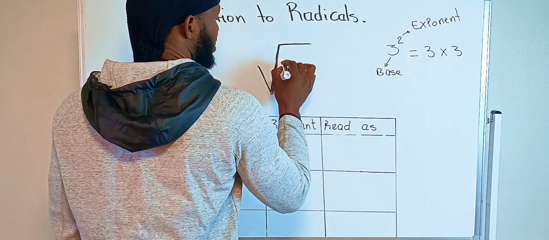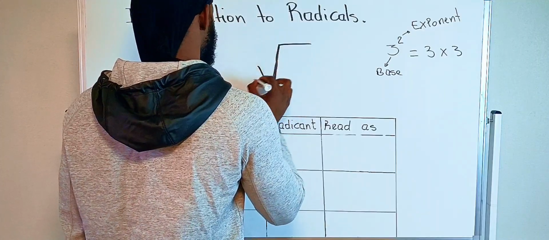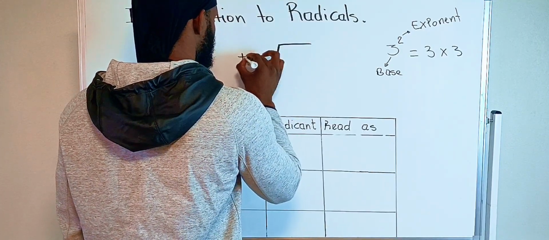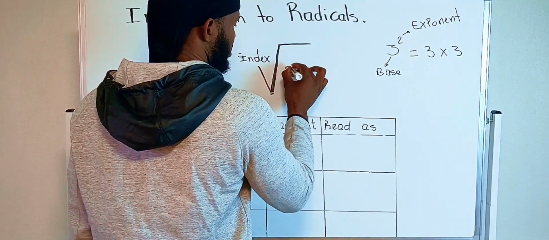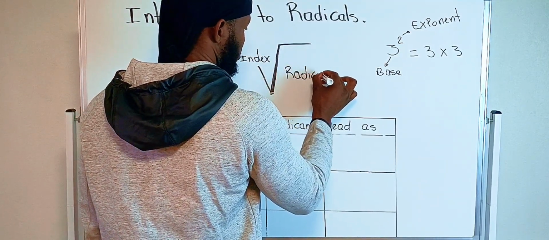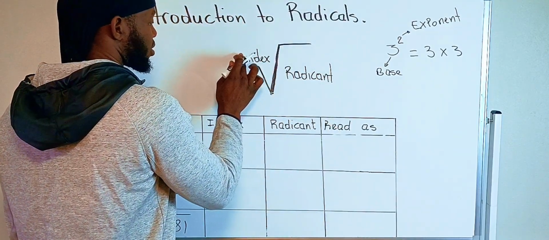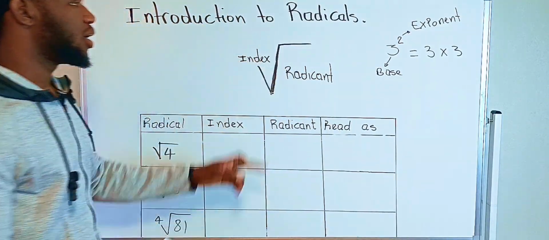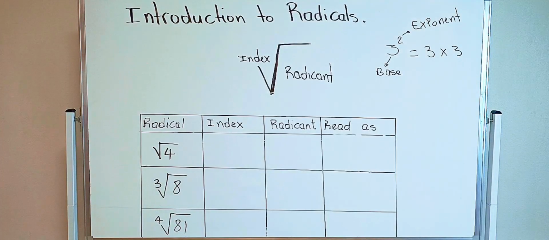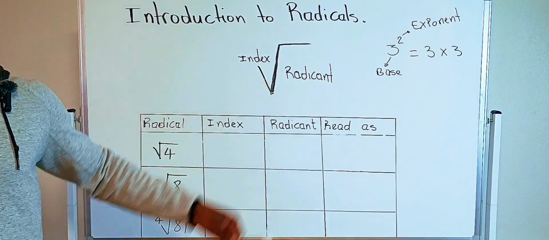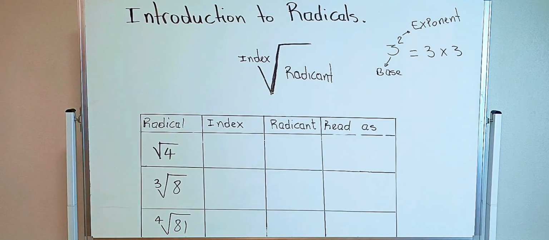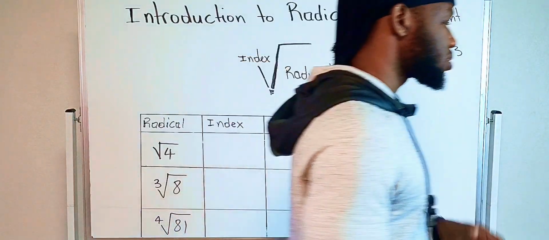Over here we have the index. The index will be right here, in front of the radical symbol. And after that, under the radical symbol, we have the radicand. This is the radicand. So this is the radical symbol.